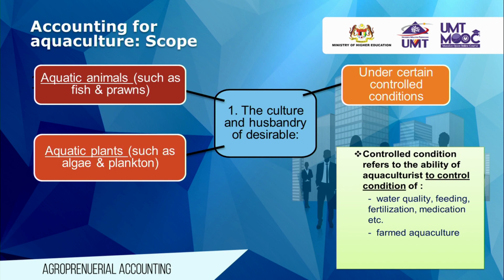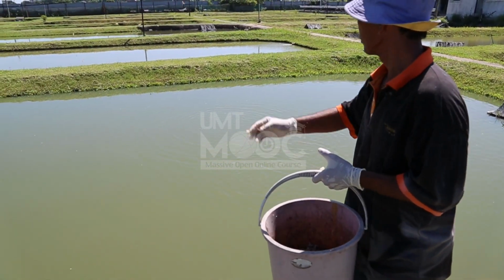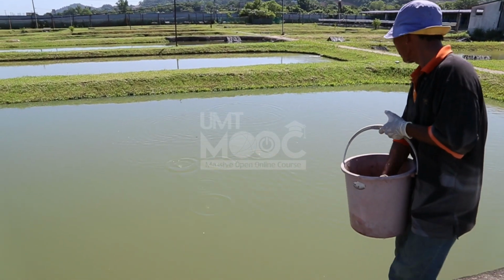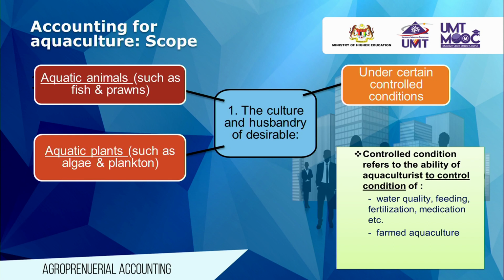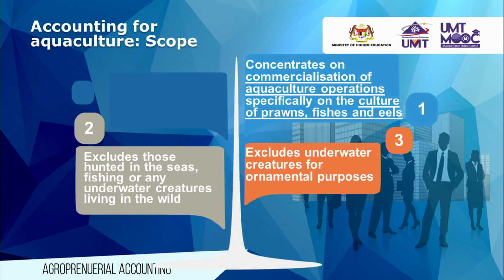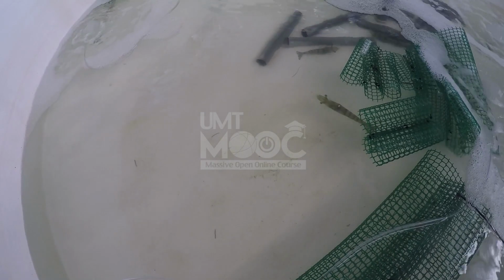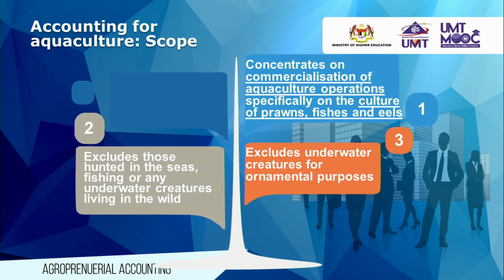The second characteristic of aquaculture is that it is crucial for the agripreneurs to control certain conditions for the rearing of aquaculture products. For example, the farmers can control conditions for the water quality, feeding, fertilization, and medication, etc. This ability to control distinguishes aquaculture from other underwater animals or plantations gathered from the wild, such as through hunting or fishing. Therefore, only farm animals such as fish, prawn, or shrimp fall under the scope of discussion today. Others living in uncontrolled conditions, such as in the river or sea, will be excluded.